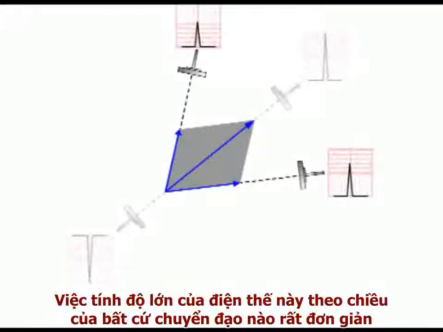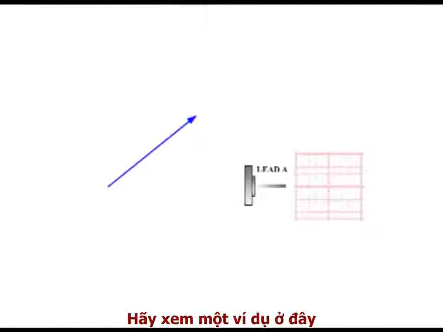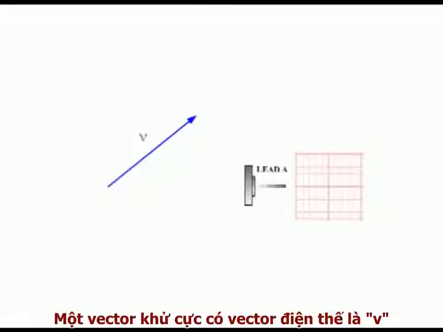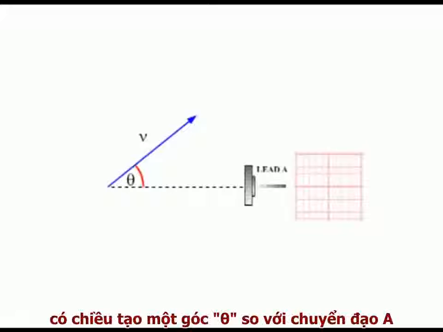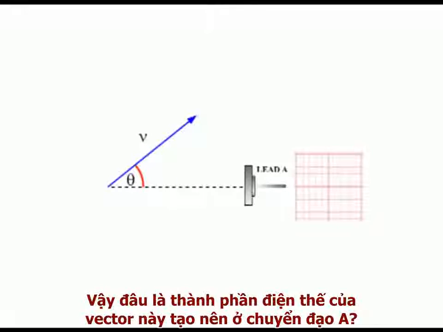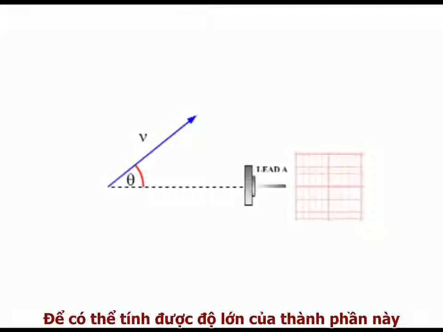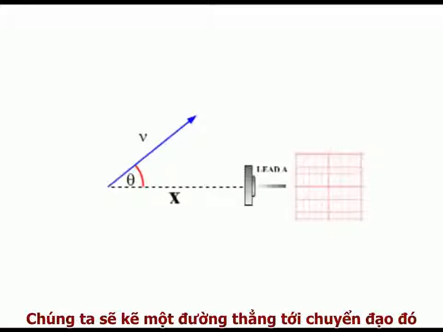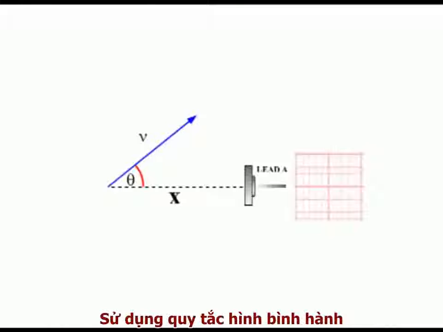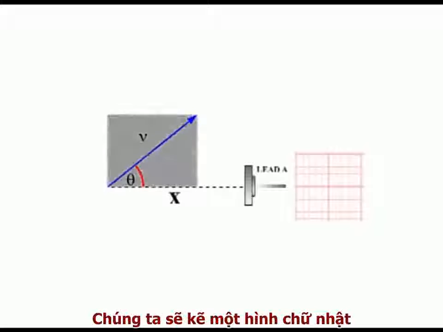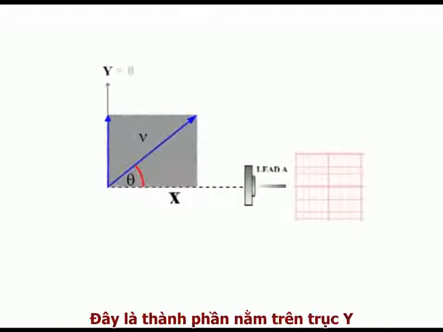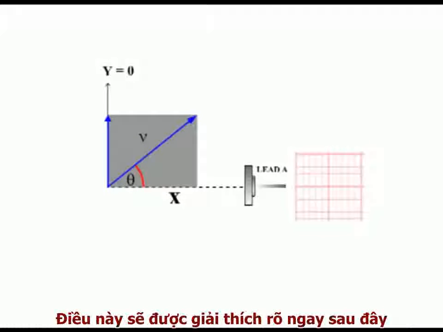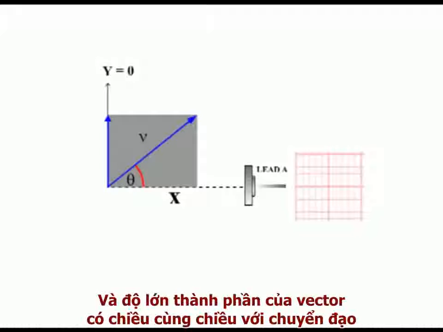Calculation of the magnitude of this effect in the direction of any given lead is relatively straightforward. Consider the situation shown here. A depolarizing vector of voltage V is traveling at an angle theta off the direct line to lead A. What is the maximum voltage component of this vector traveling directly towards the lead? To calculate this, we let the direct line to the lead define the x-axis. Using the parallelogram rule, if we draw the parallelogram as a rectangle, this sets the component on the y-axis at 0 relative to the lead. The reason for this will be obvious shortly, and gives us the maximum possible length of the component vector traveling directly towards the lead.